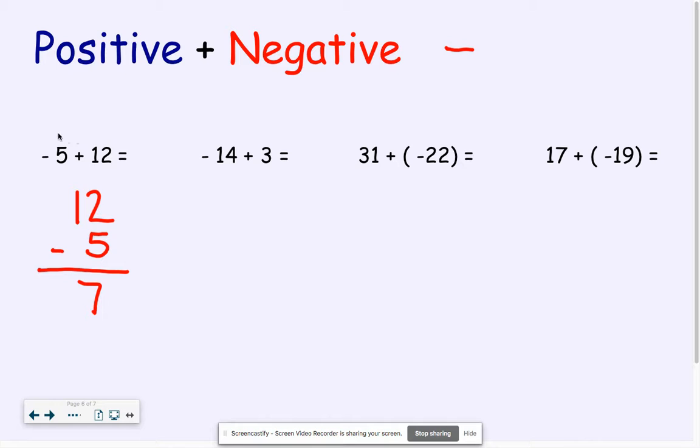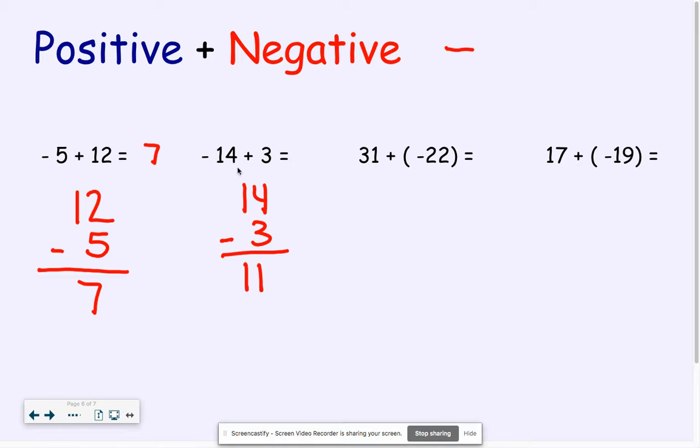Now we have to look at which one was the bigger number, 5 or 12. 12 was our bigger number. Now we look and see what type of number it was. Is it positive or negative? And 12 is positive, so our answer is going to be positive. So we have just 7. Our next one, we're going to put our bigger number on top minus our smaller number, and we get 11.